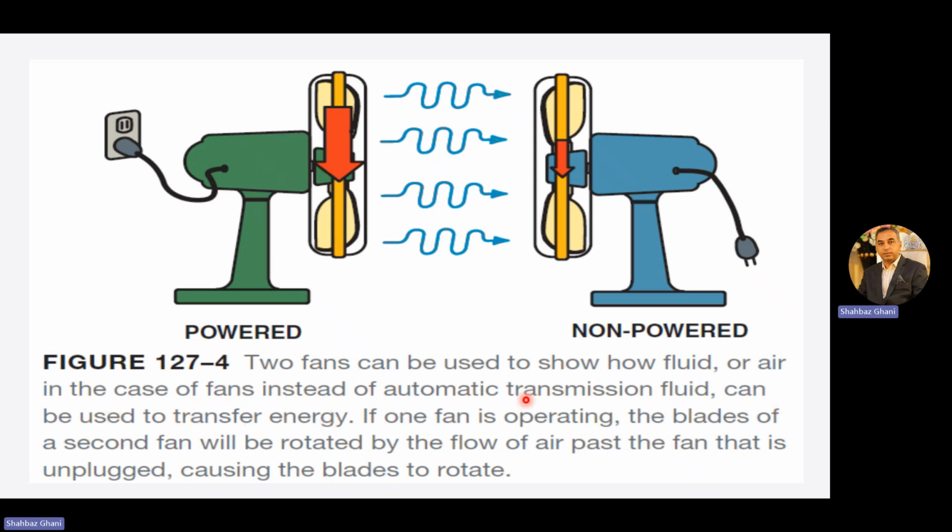So instead of a fluid transmitting energy as in an automatic transmission system, we are using air to transmit the energy from one fan to another. If one fan is operating, the blades of the second fan will be rotated by the flow of air past the fan that is unplugged, causing the blades to rotate. This powered fan is pushing the air, which strikes the blades of the unpowered fan, and it will try to rotate the blades of this non-powered fan.